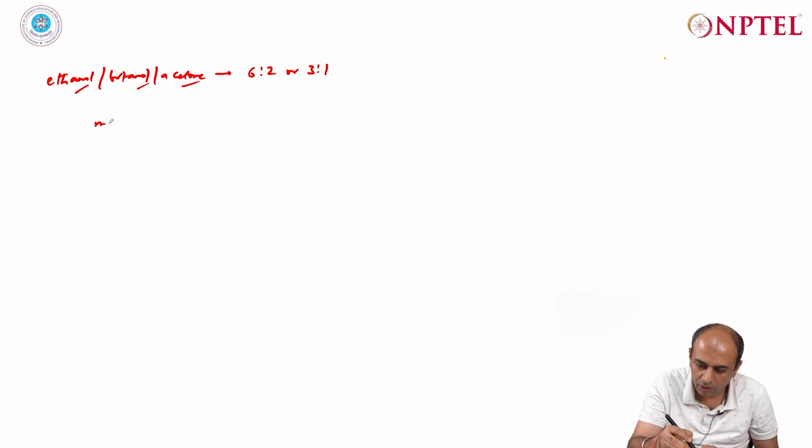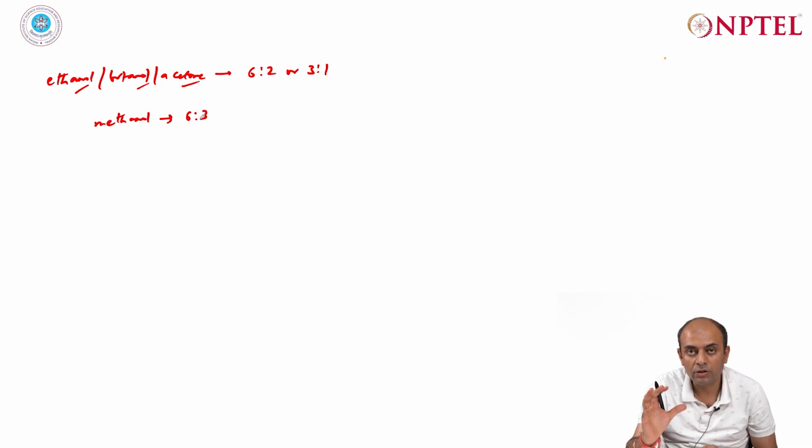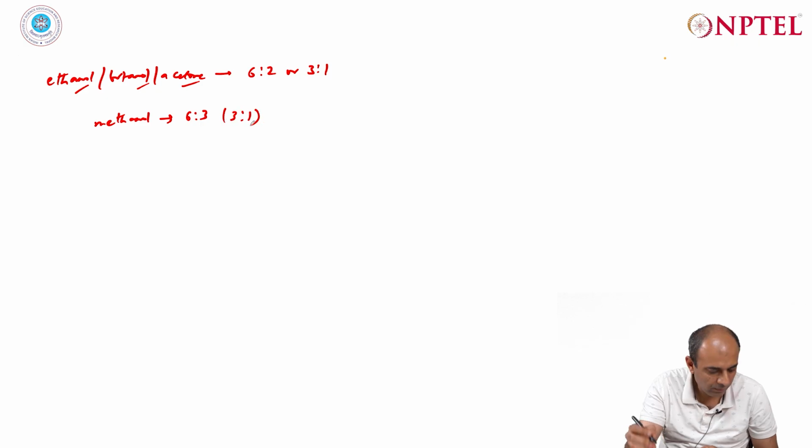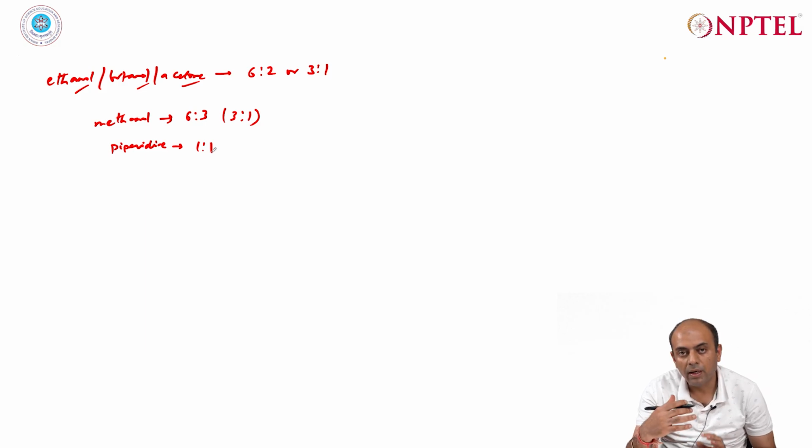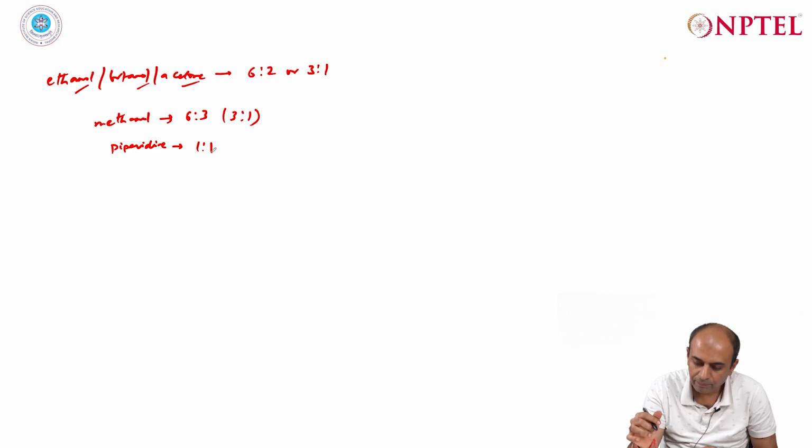In case of methanol, it is 6:3 because methanol is smaller in size compared to ethanol or acetone. So we have 2:1. In case of piperidine, it is 1:1. And what has been observed is that the solvent molecules like ethanol or butanol actually undergo a liquid-like motion even at very low temperature inside the void structure.